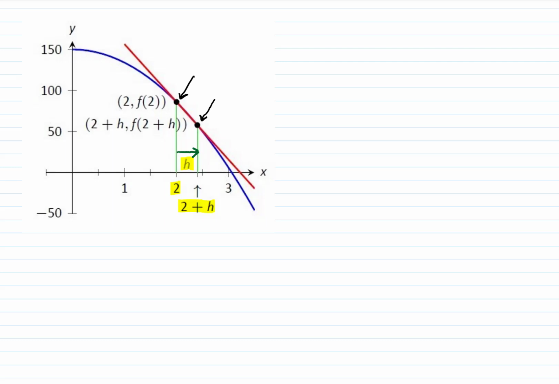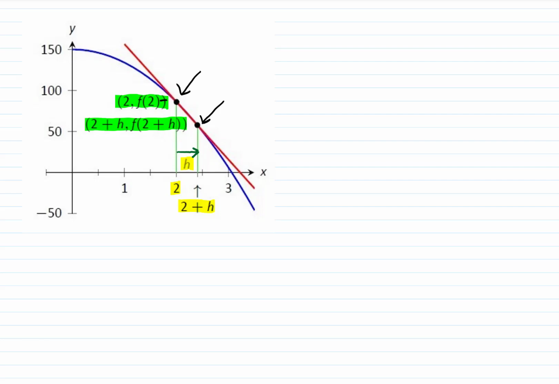let's highlight these. So this point is the point 2, f of 2. Then I move over a distance of h and I get this point, which is 2 plus h, comma, f of 2 plus h.